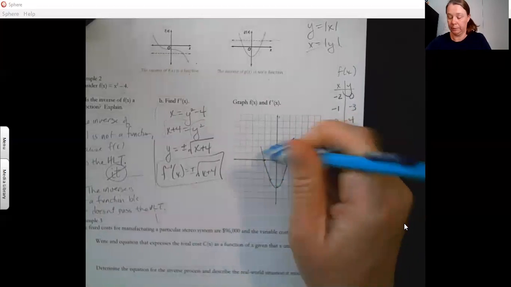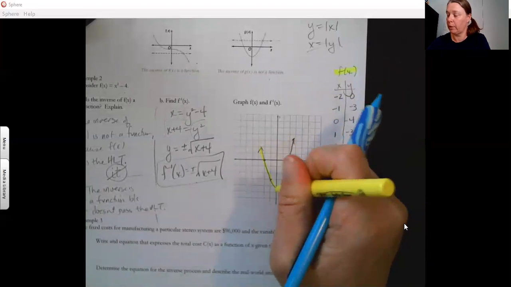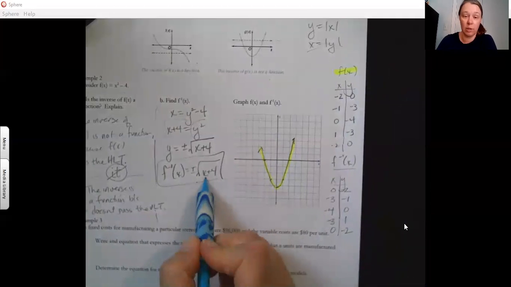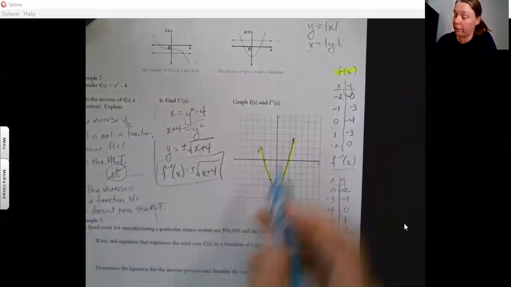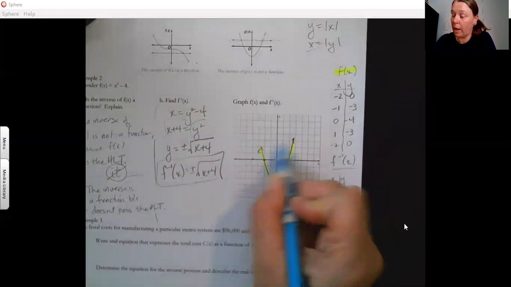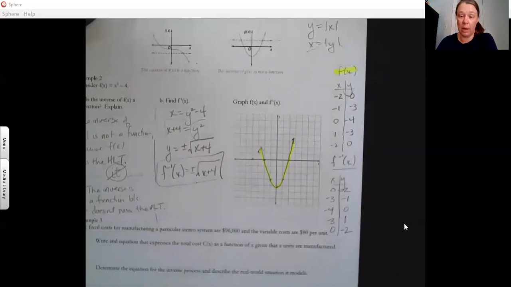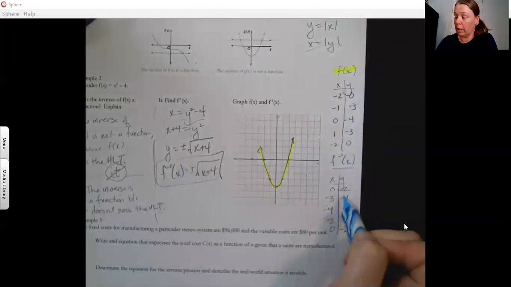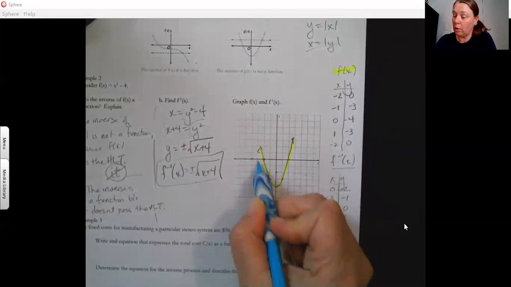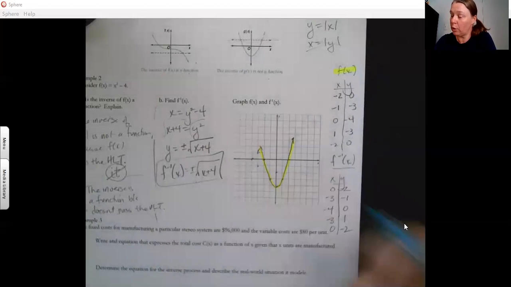Okay, so here is my initial function, my parabola that got shifted down 4. And now I can plot this, or I could say, whoa, this is a square root graph that's been shifted to the left 4. So I could just go 1, 2, 3, 4, here, here, and I could plot, and then I've got to flip it, and I could get my inverse that way. I could just use the equation. Or, like I said, you can also use your table. So do what works for you.